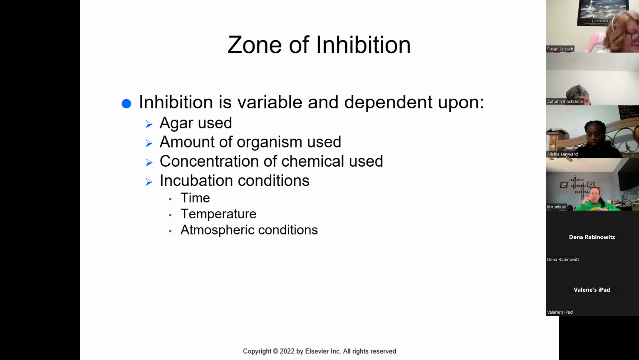The zone of inhibition is variable and dependent. It's dependent upon the type of agar used, the amount of organism used, the concentration of the chemicals, the incubation period, and the atmospheric condition.